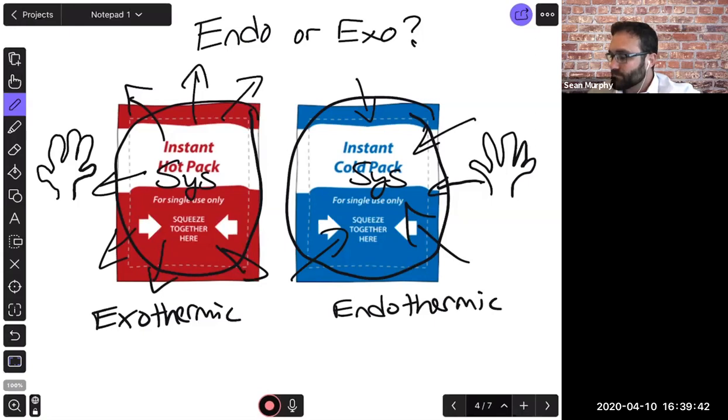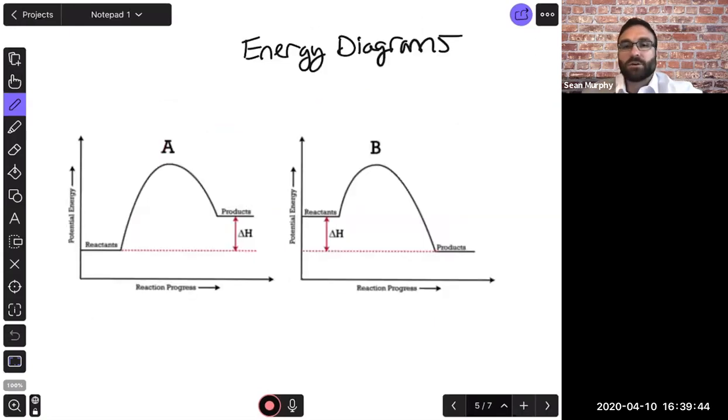So we could represent exothermic and endothermic with these energy diagrams. They look very similar, but they are mirrored or flip-flopped, because that's essentially what exo and endo are. It's just the direction of heat. Either it's going out or going in. Now, this on the y-axis is the potential energy of the system. Okay, so not the surroundings. This is the potential energy of the system.